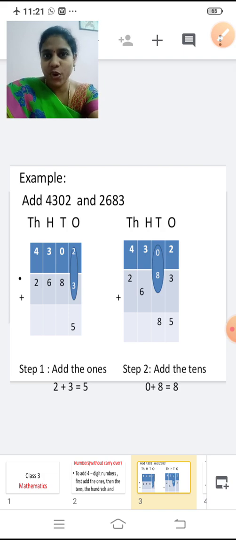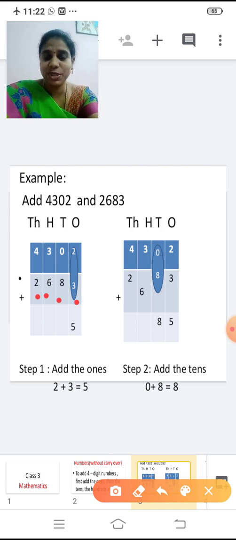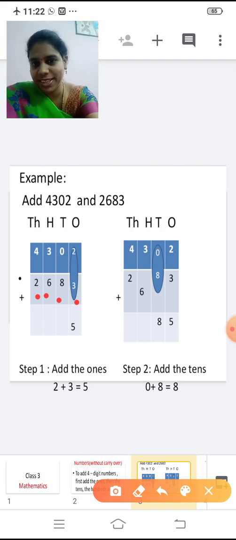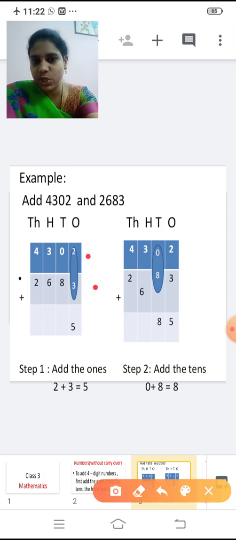So I'm writing 4302, then 2683. First what you have to do? Step 1, we have to add the ones place, right? So that is circle 2. You are going to first add 2 and 3.